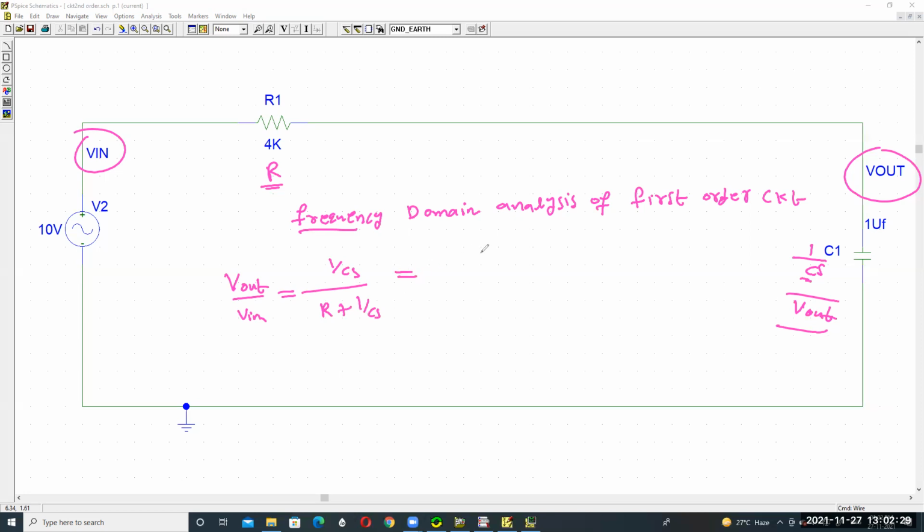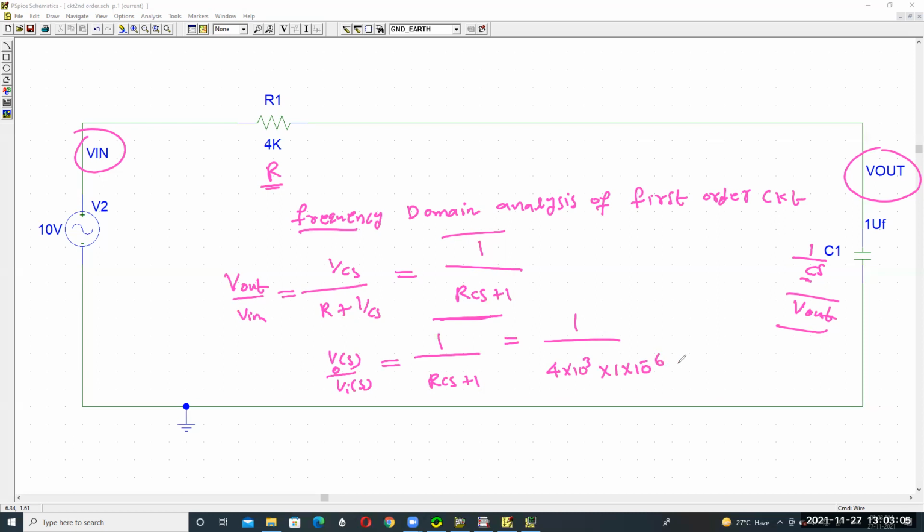Substitute here and simplify this expression: RCS plus 1. This is called a first order circuit. V naught of S by Vi of S is equal to 1 by RCS plus 1. Here R is 4 kilo ohms, C is 1 microfarad, 1 into 10 to the power of minus 6, S plus 1.